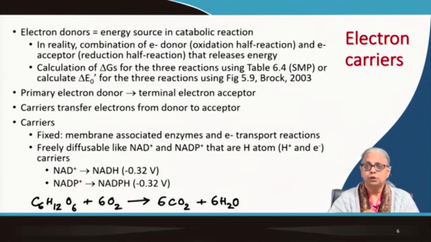Now, let's come to electron carriers. We know that the electron donors are the energy source in the catabolic reactions. In reality, it's the combination. Very often in the literature, you'll find statements that the electron donors are the energy source, but it actually is the combination of the two that releases energy. There may be sufficient energy in the electron donor by itself, but that's not what we are going to do.